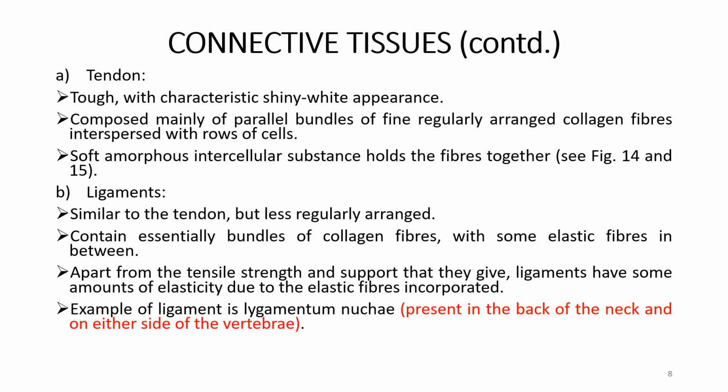Tendons are tough, with a characteristic shiny white appearance. Those parts of meat, of beef, that appear shiny white, that is tendon. They are composed essentially of parallel bundles of fine, well-arranged collagen fibers, with some cells in between them. Soft amorphous interstitial substances hold the fibers together, as you find in figures 14 and 15.